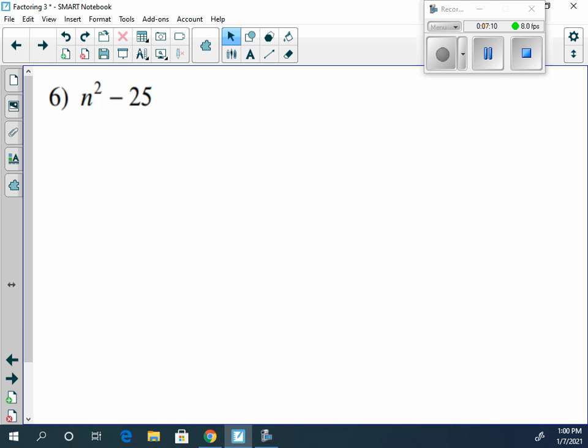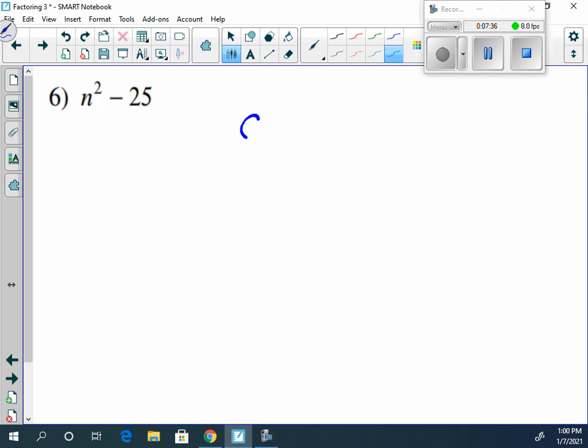Now this next one here, n squared minus 25, this one is special. And we call this one here the difference of perfect squares. Mainly because n squared is a perfect square. It's n times n. 25 is a perfect square. It's what? 5 times 5. And we call it a difference because they are subtracting. Difference is subtraction. So we have two perfect squares being subtracted.